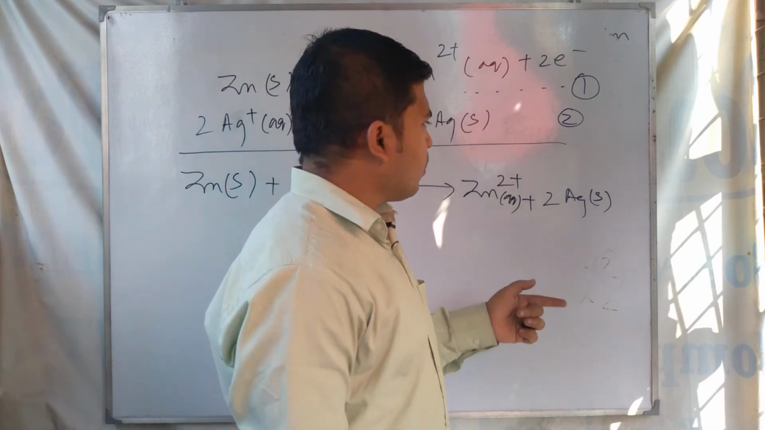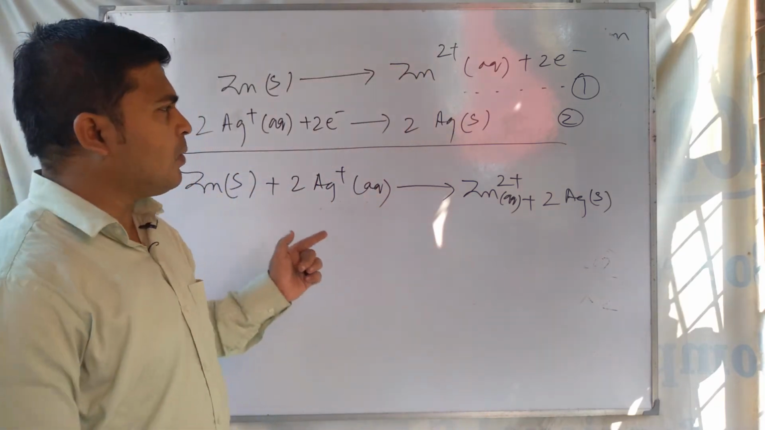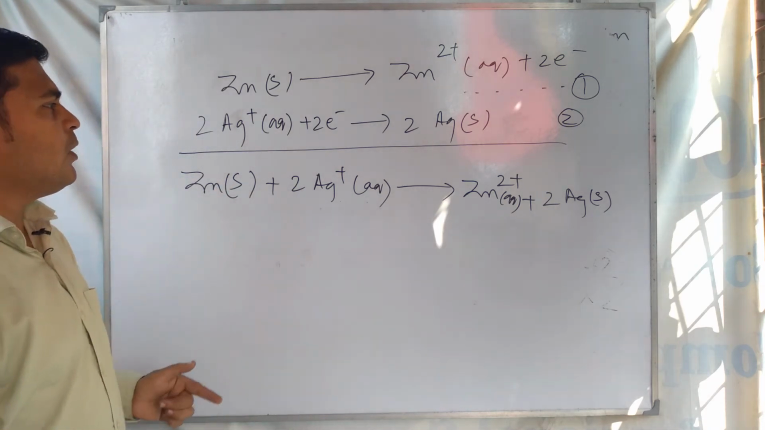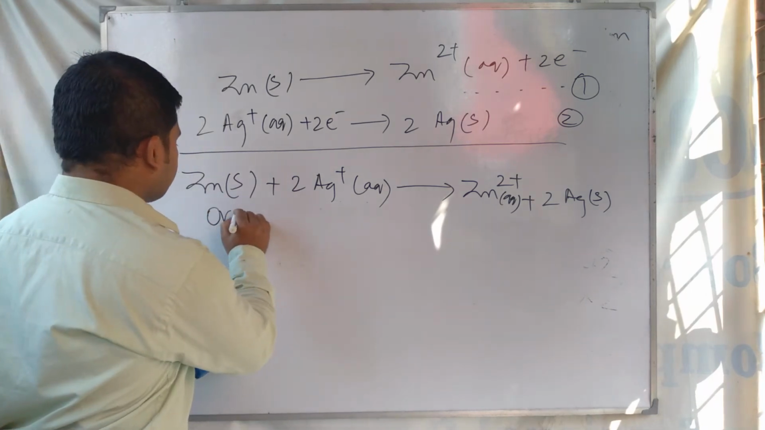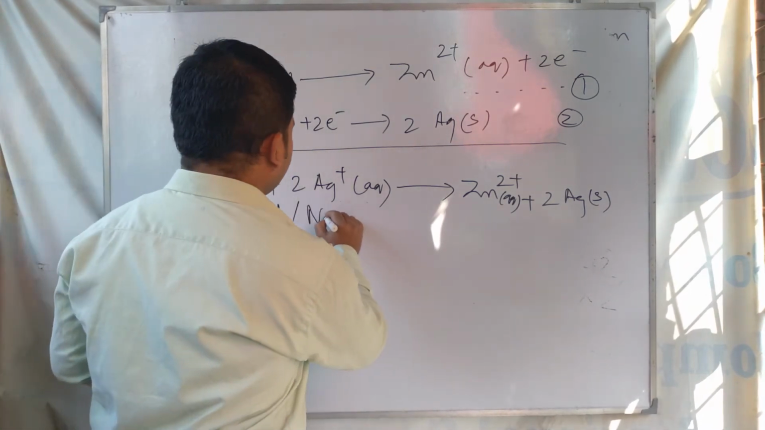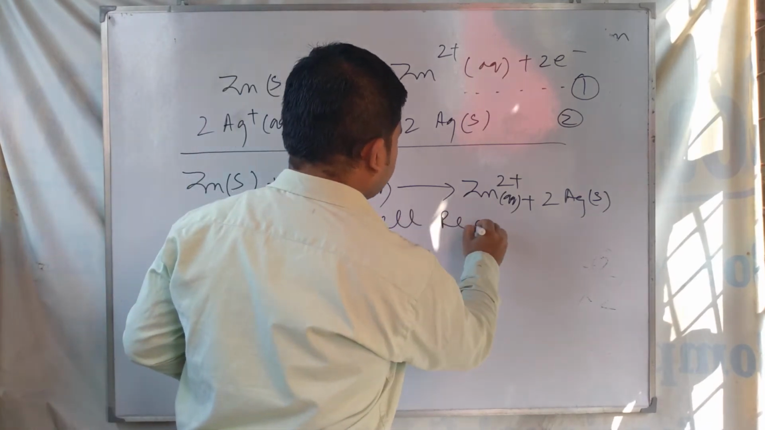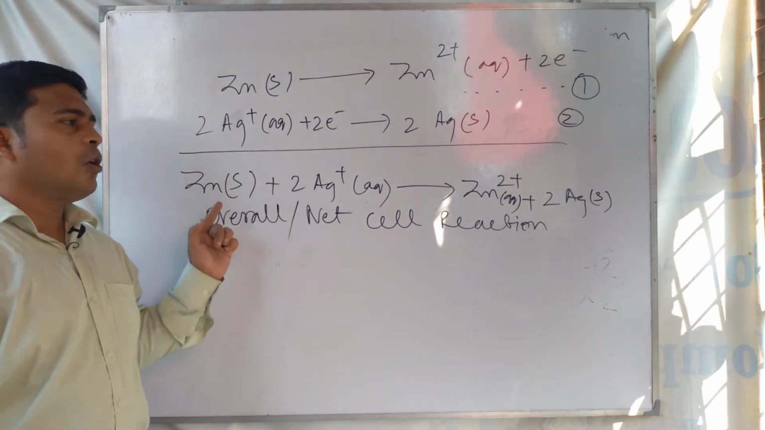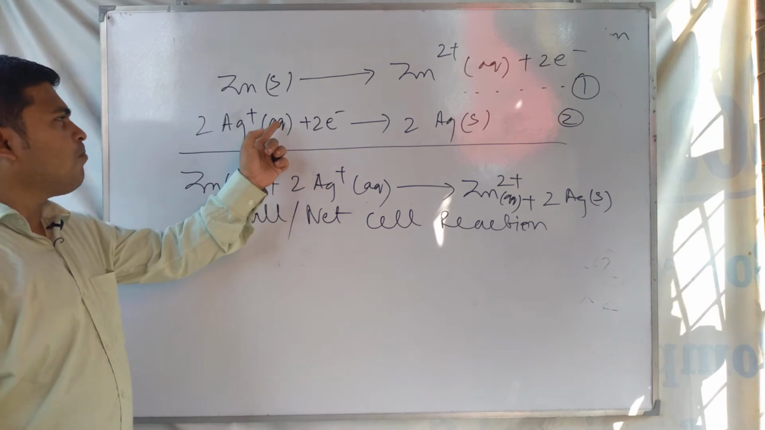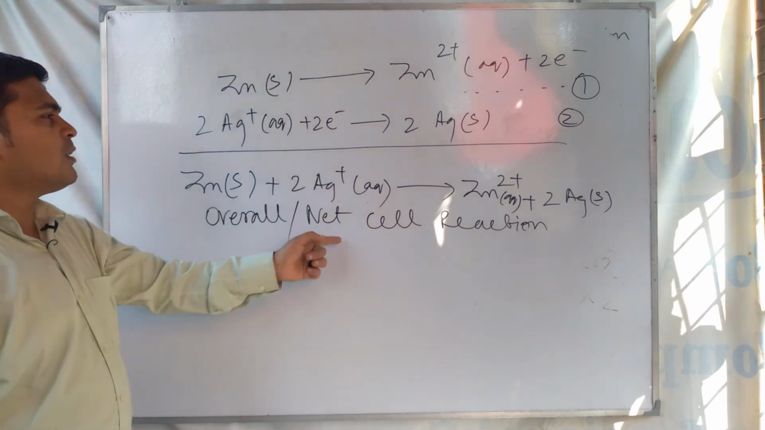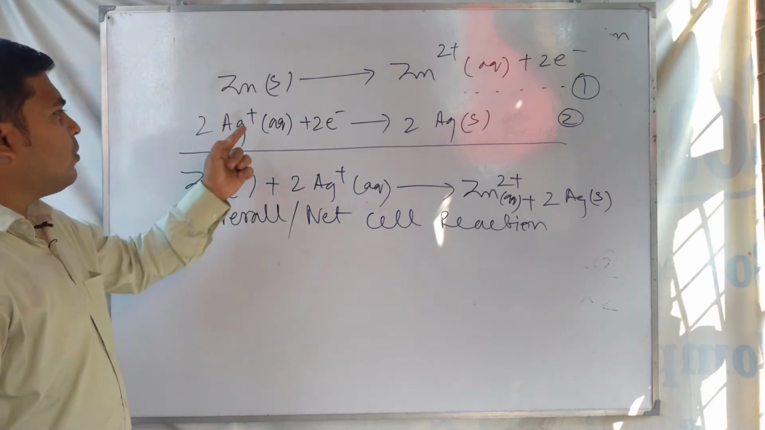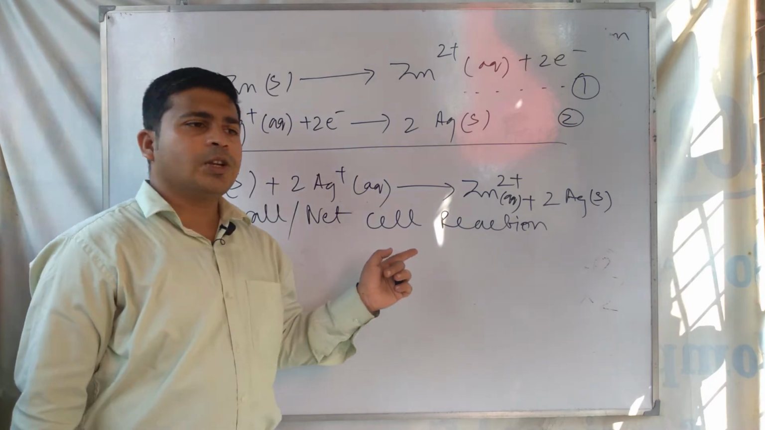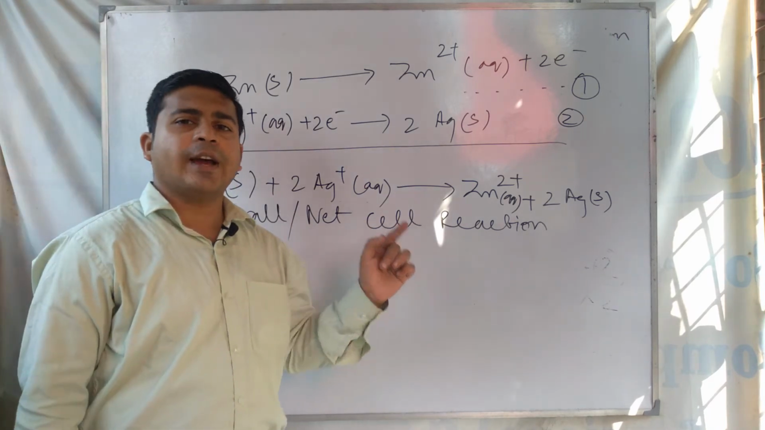So in this way you can write the individual half cell reactions of a galvanic cell, and this is the overall or net cell reaction. For the overall or net cell reaction, you have to add the two individual half cell reactions that are occurring at the cathode and anode, and after adding these two half reactions, the net equation that we get is the overall or net cell reaction.